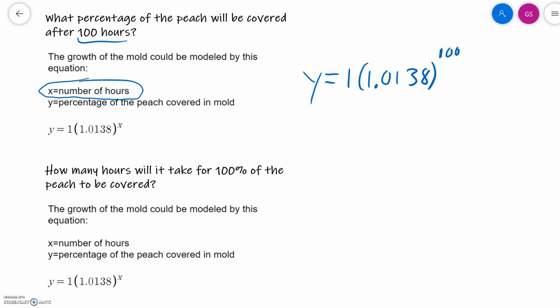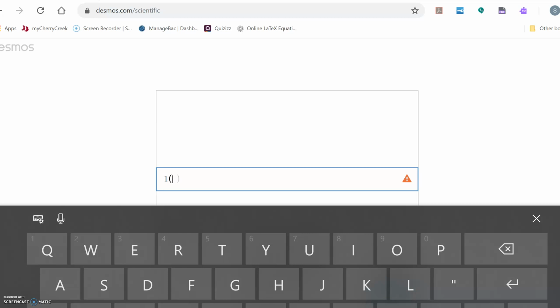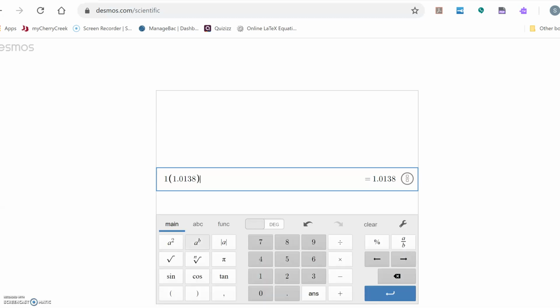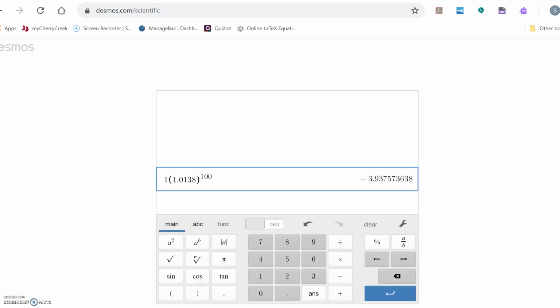Now, I'm going to need a calculator for this. So I'm going to go to the Desmos Scientific Calculator and type that exact thing. 1, parentheses. Oops. All right, we'll do it your way. 1.0138. Close that parentheses. And then to the power of 100. Yeah, to the power of is right here, this a to the b. If you click that, it gives you the exponent.